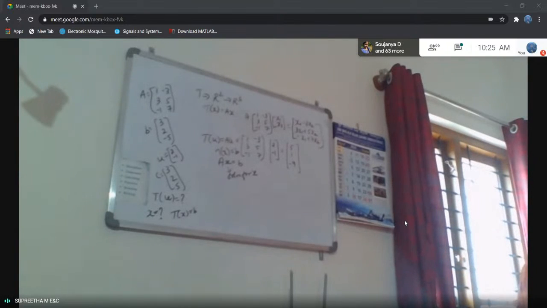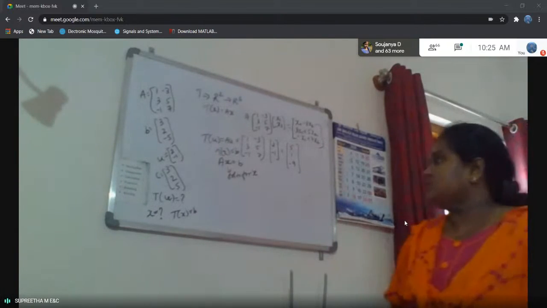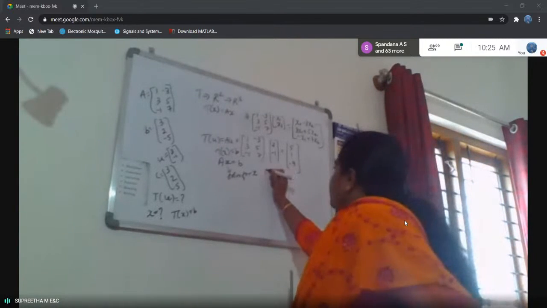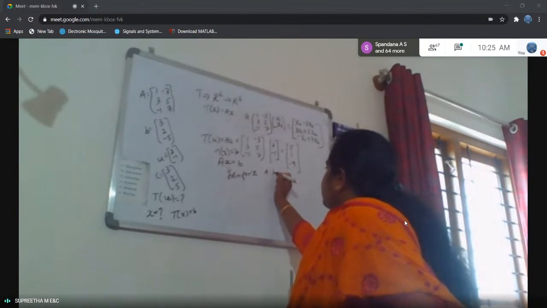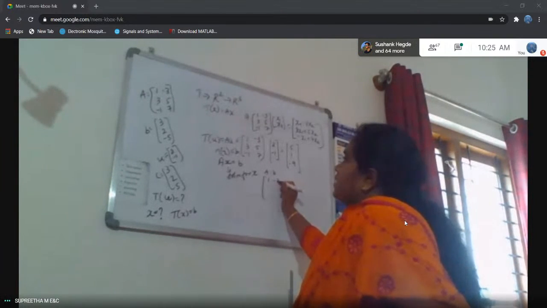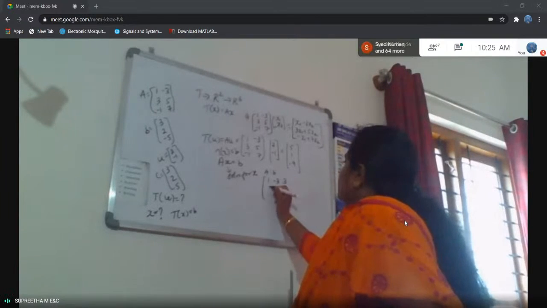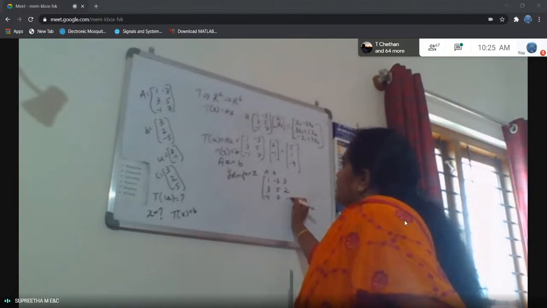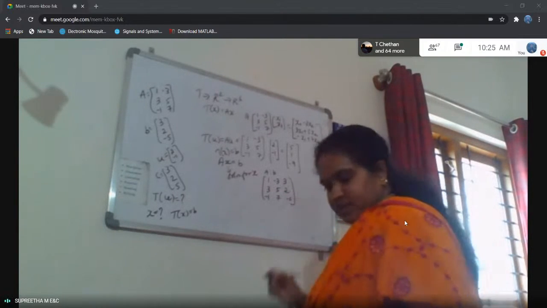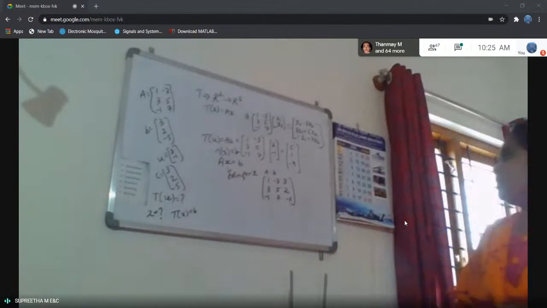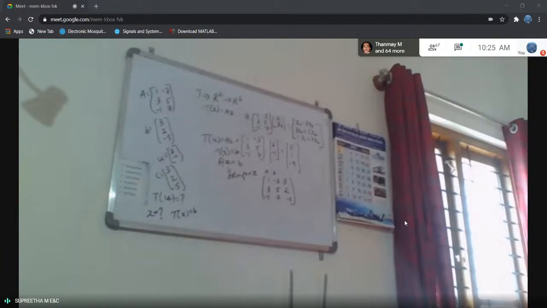To find the x value, I can follow any method. I just take my matrix A, augmented with the matrix B, such that I get 1, minus 3, 3; 3, 5, 2; minus 1, 7, minus 5, and try to find the solution to this system. Yes, quickly solve and tell me what is the solution for this?